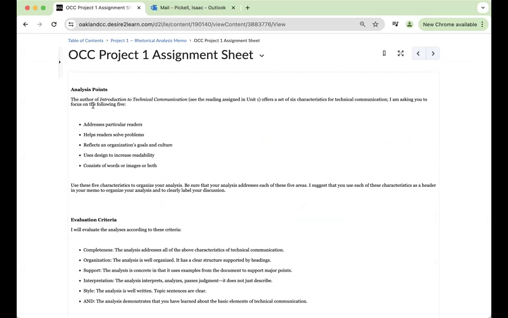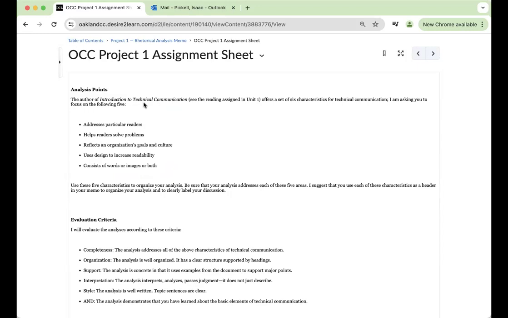How it addresses particular readers, like how it addresses a particular reader, right? That is a goal, a set audience member. How it helps readers, the readers that its set audience is, how it helps them solve problems. How it reflects an organization's goals and culture. So for this one, you have to do a little research and figure out what the goal and culture is of the organization that put out the document.